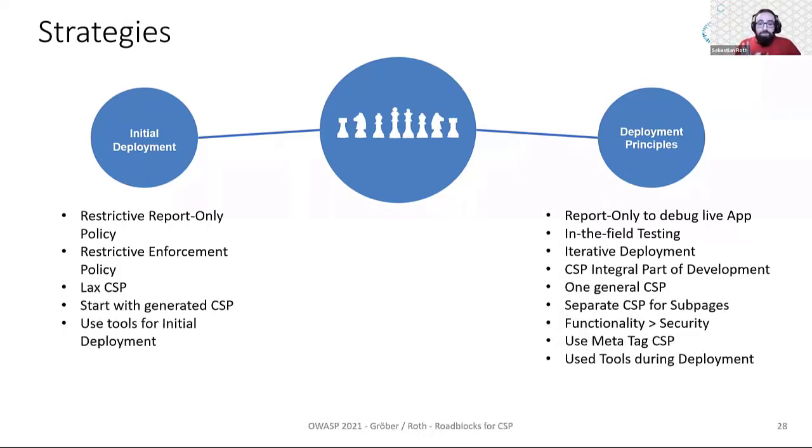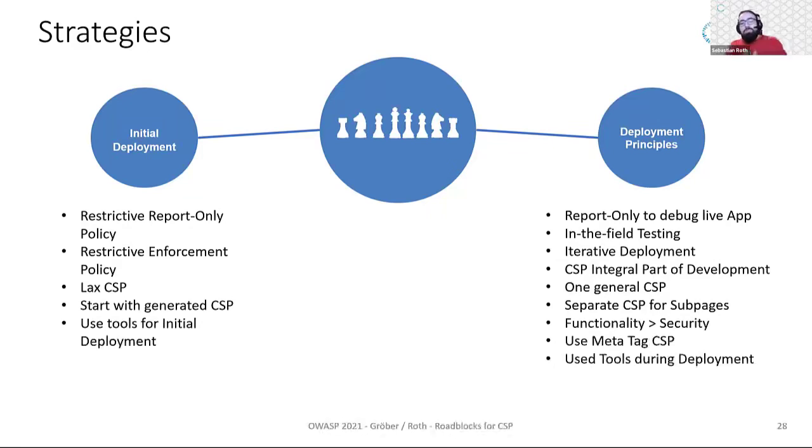Also, the usage of the report-only mode of CSP to get reports from the live users of the application was mentioned as a common way to find issues with the CSP. Even after the initial deployment, tools were used to maintain the CSP, for example, to analyze the amount of violation reports, for example, filtering out false positive reports.